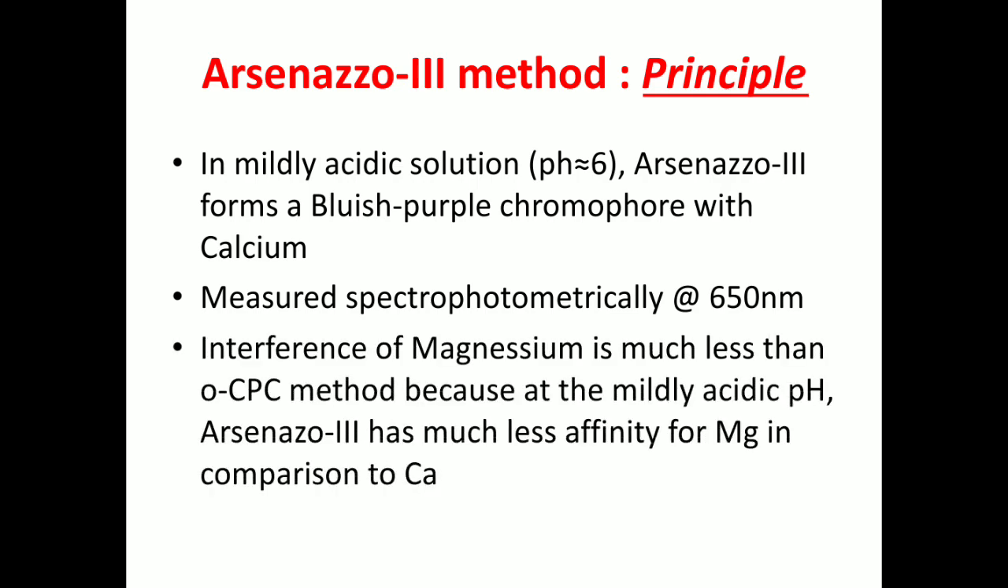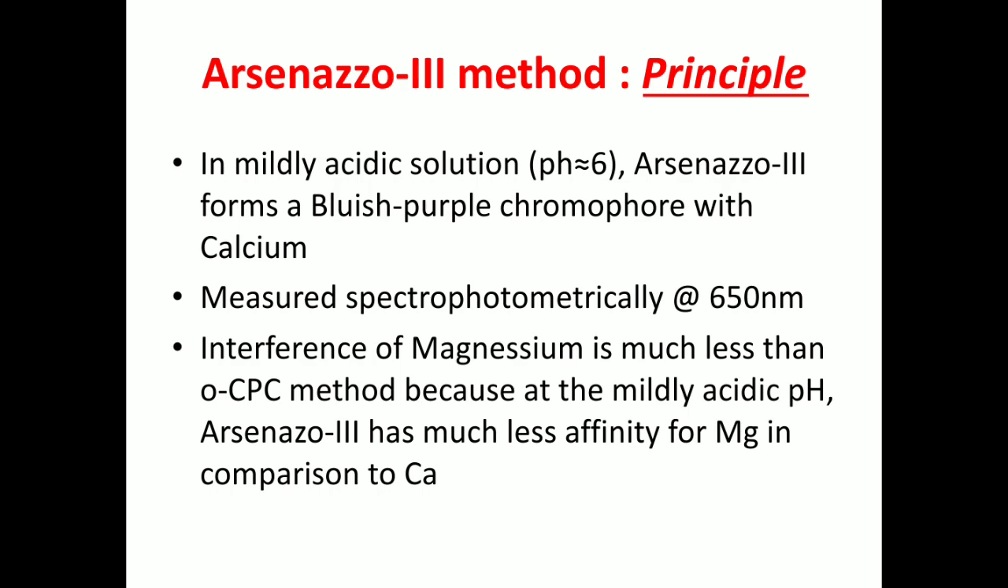Here the advantage with the Arsenazo 3 method is that magnesium, which is the main interference in the case of the OCPC method, causes much less interference with Arsenazo 3. And why so? Because in the acidic pH in which we are doing this test, magnesium has a much lower affinity for Arsenazo in comparison to calcium. So magnesium will not bind to Arsenazo much, so it will not affect the calcium binding. So the interference will be less.